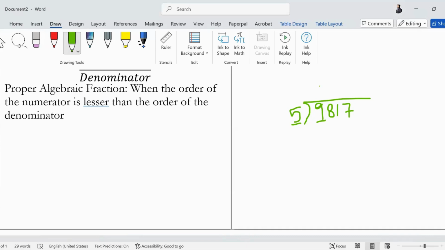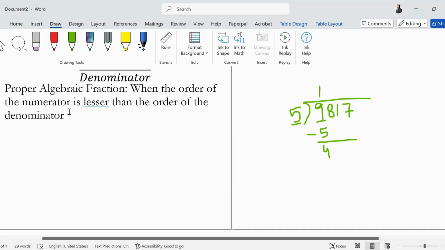And then I say, okay, 5 ones are 5. Is that right? And then I subtract them. And what remains is the number 4. And then I carry on the 8 and everything. Obviously, we'll be following a very similar pattern with the algebraic division as well.